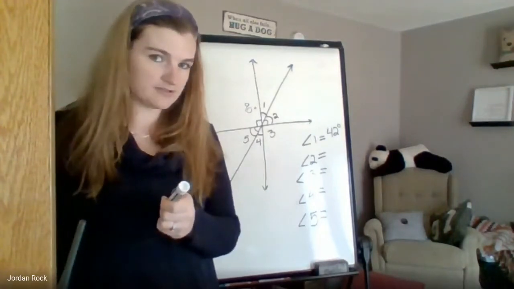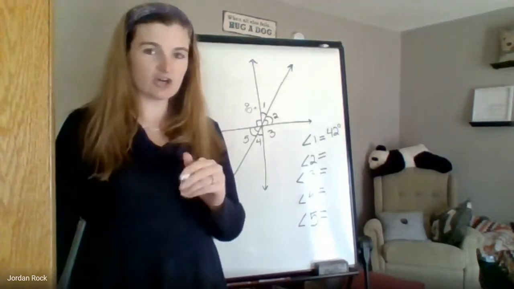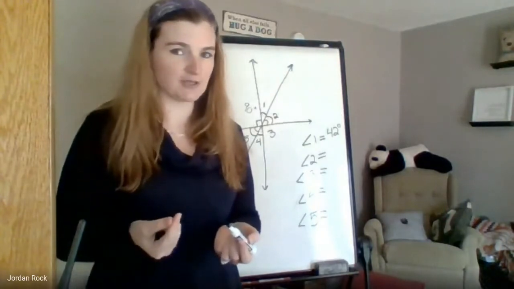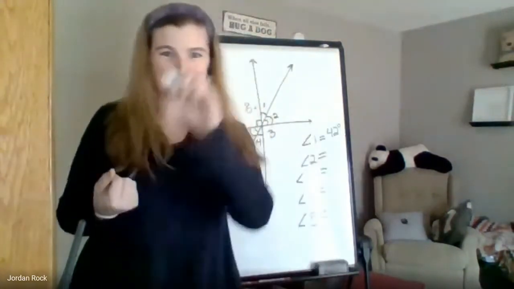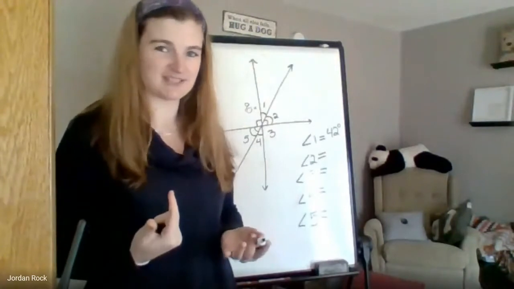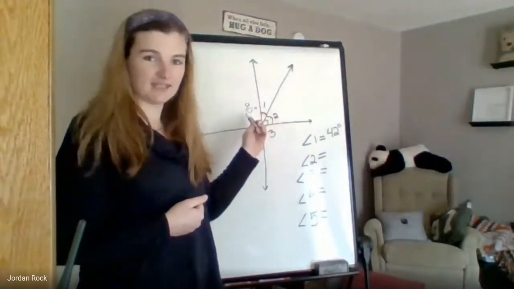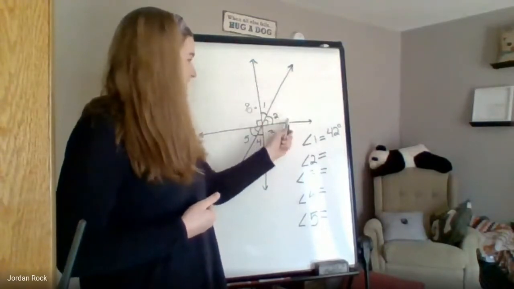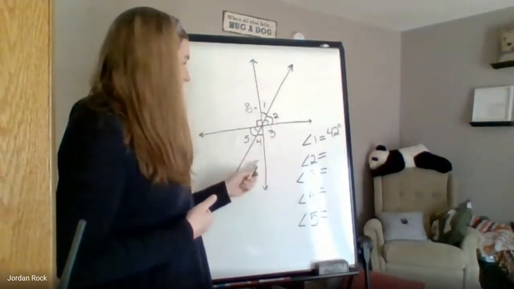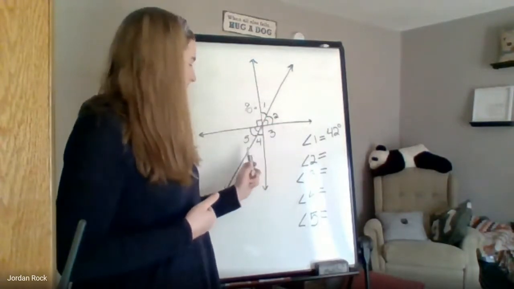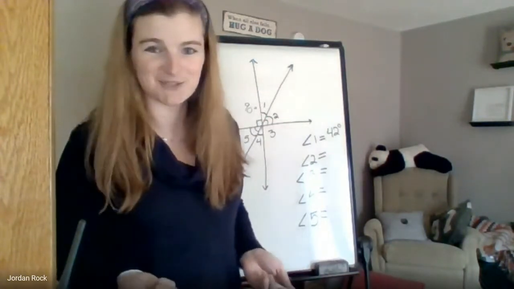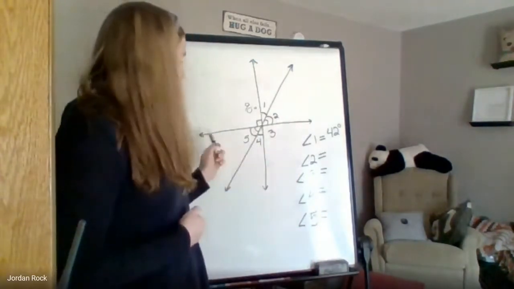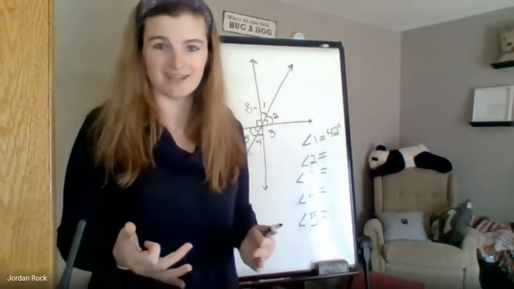Because they're vertical angles, and because I know that in total, everything has to add up to 360 degrees, right? A circle, all the measurements all the way around always add up to 360 degrees. If this is 90, this has to be 90. All of this has to be 90, and all of this has to be 90, because 90 plus 90 plus 90 plus 90 is 360 degrees. I also know that 90 and 90 is 180, and a straight line has to be 180.